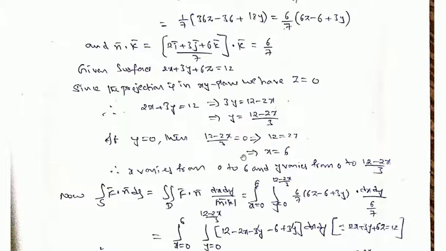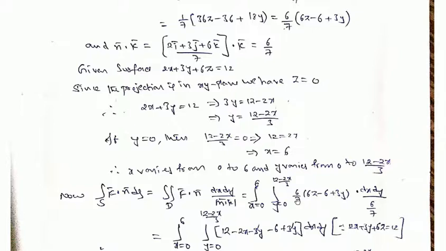So here x varies from 0 to 6, and y varies from 0 to (12 minus 2x) by 3. These are the limits in the xy plane. So the integral over S of f bar dot n bar dS is equal to the double integral over D of f bar dot n bar dx dy divided by n bar dot k bar. Now we have to give the limits for x and y. Here x varies from 0 to 6 and y varies from 0 to (12 minus 2x) by 3.